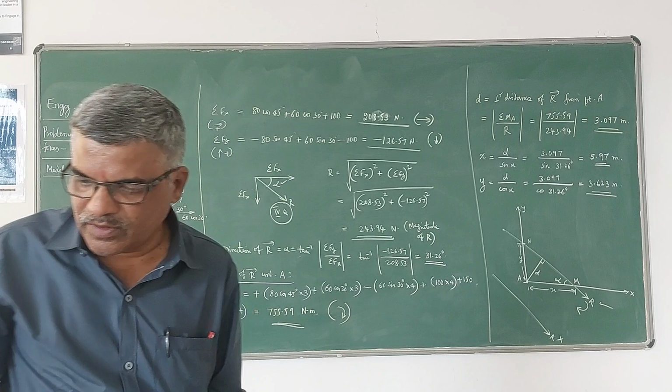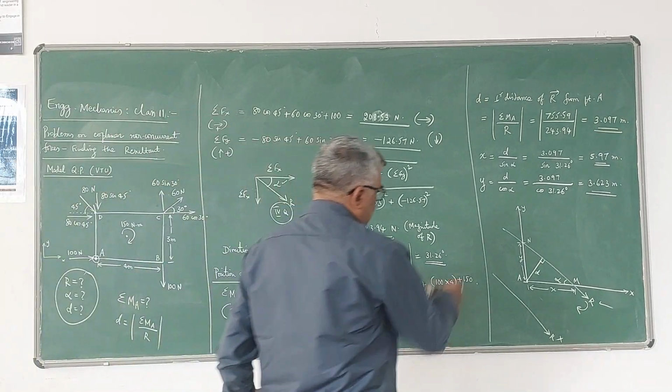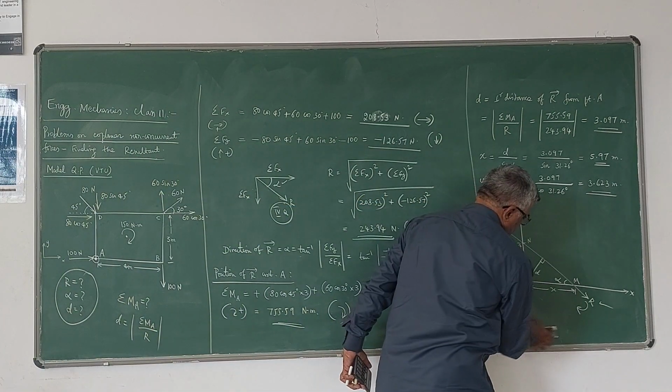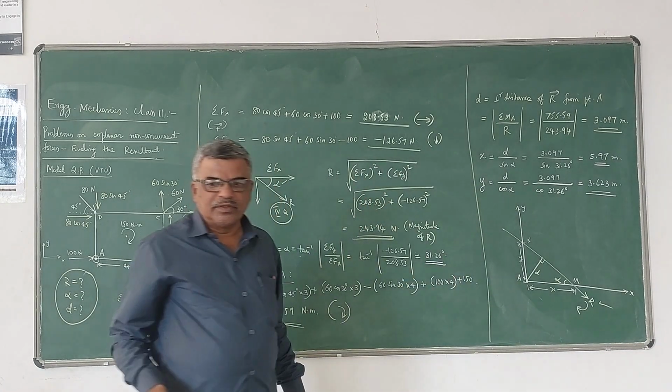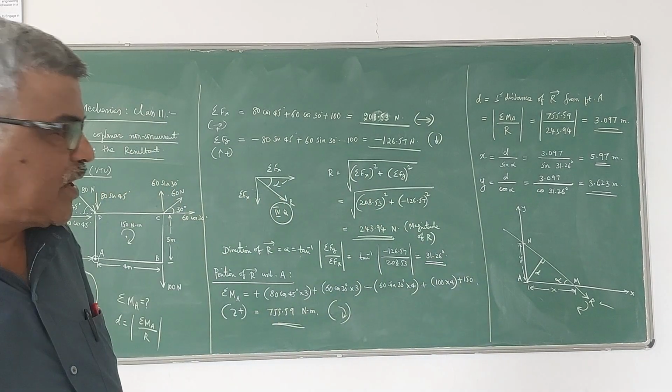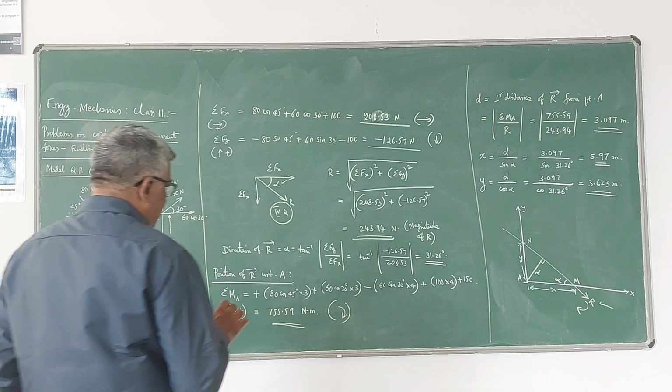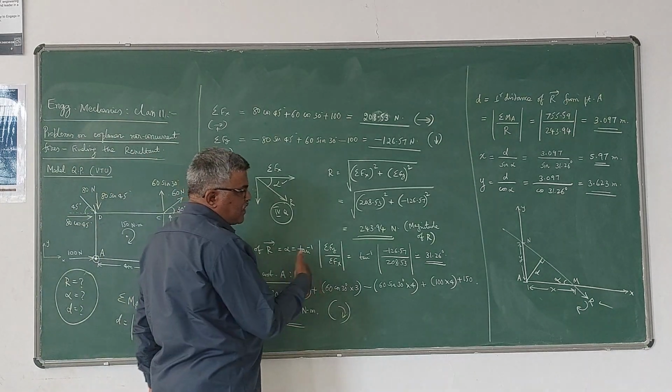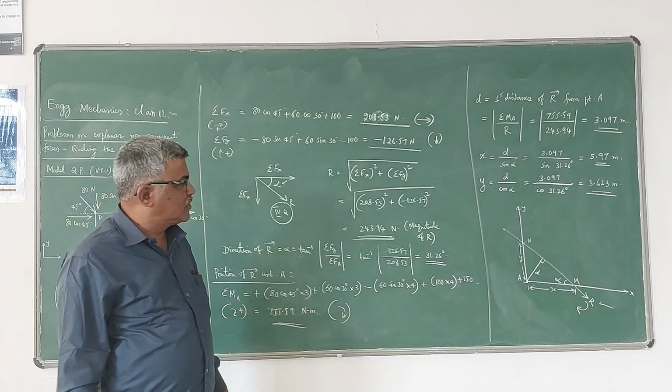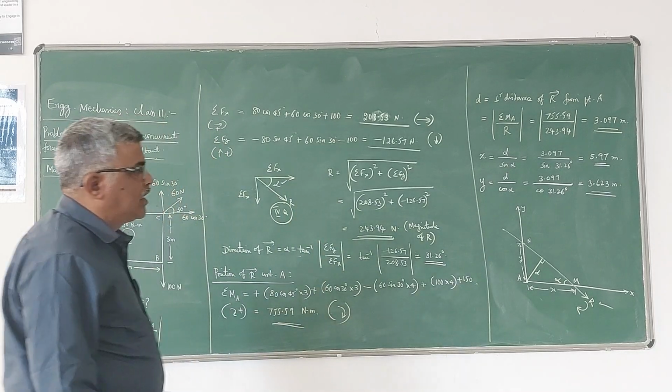So among these two, this is correct, therefore this is not. You should judge the position or the location based on the nature of the moment about which you are taking the algebraic sum of the moments. So this is how we have to do the problem.